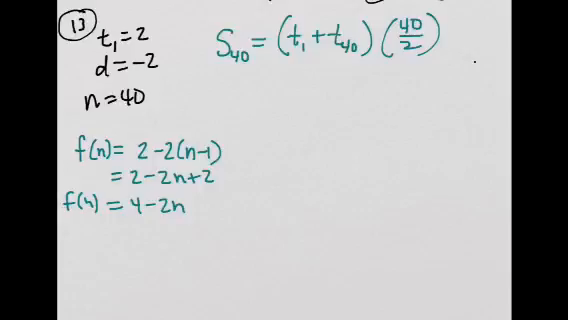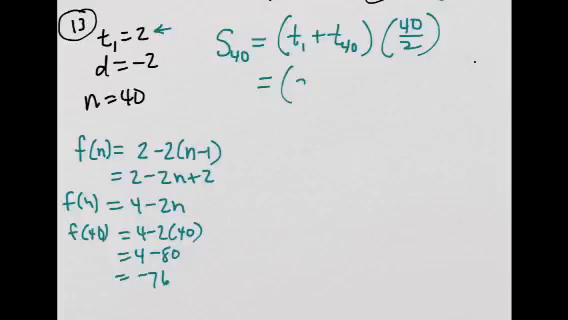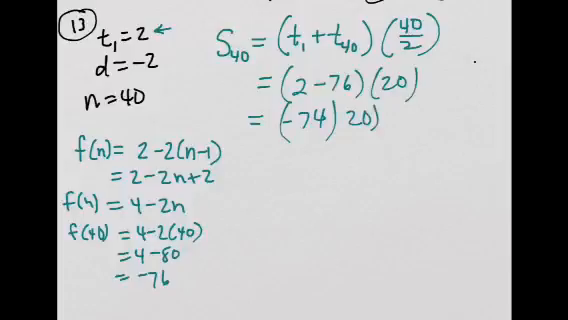So I have t sub 1, it's right here, but I don't have t sub 40. So I wrote down the explicit formula, and I'm going to go ahead and find the 40th term. I replace the n with 40, and that gives me 4 minus 80, which is negative 76. So right here I put 2 minus 76 times 20, so that's negative 74 times 20. So that's going to be negative 1480.